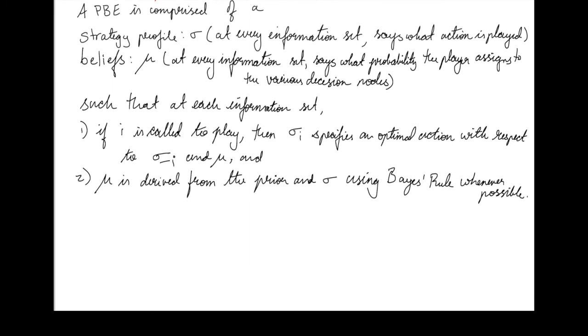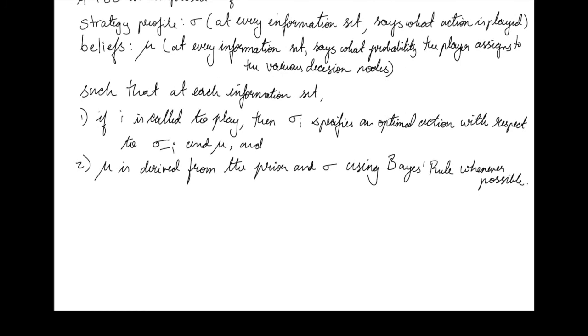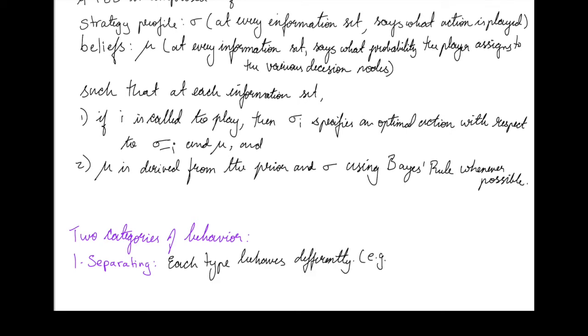Now there are two important categories of behavior according to which we can classify equilibria. The first is what we call separating behavior. This is where each type behaves differently. So for example, in the gift game, NF and GE is a separating strategy. Similarly, GF and NE is also a separating strategy. Note that in a separating equilibrium, the posterior, or the updated belief, is fully informed. So if player 1 is playing one of these two strategies, then player 2 knows exactly whether player 1 is a friend or an enemy if we reach their information set.